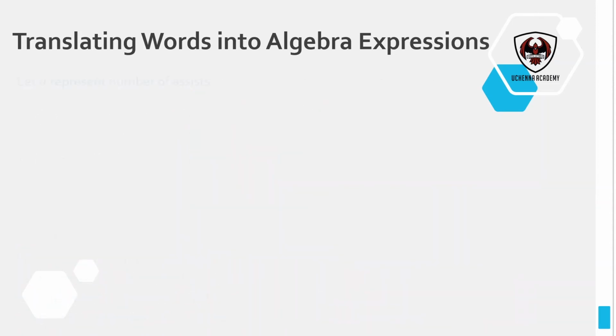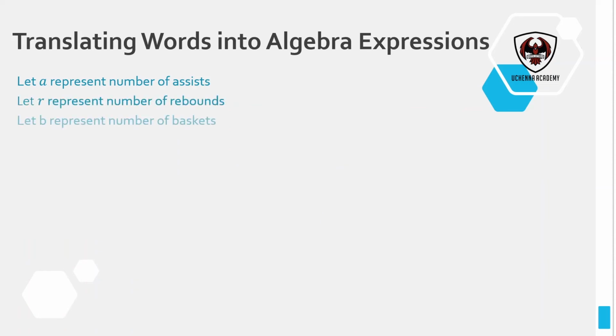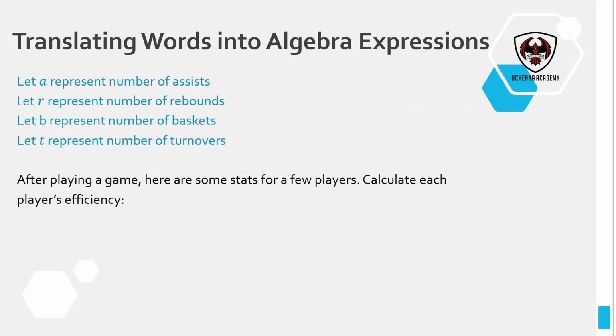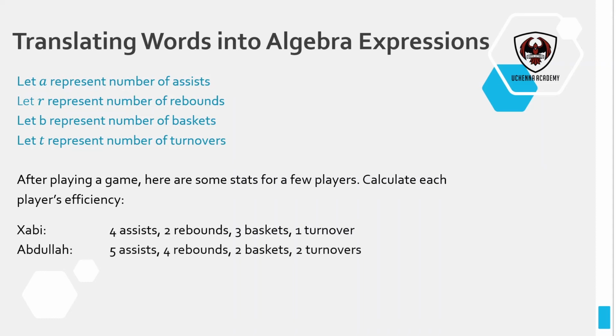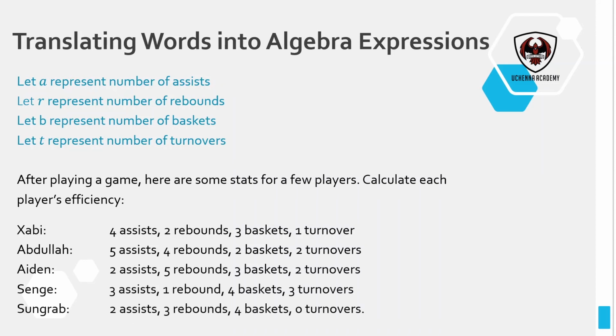Okay, so now that we have that, again, A is number of assists, R is rebounds, B is baskets, T is turnovers. After playing a game, here are some stats for a few players. And now you're asked to calculate each player's efficiency. So player Xabi had 4 assists, 2 rebounds, 3 baskets, 1 turnover. Abdullah had the following: Aiden, Sengi, Sungrab, and Etan. All of these are their stats. You should write these down.